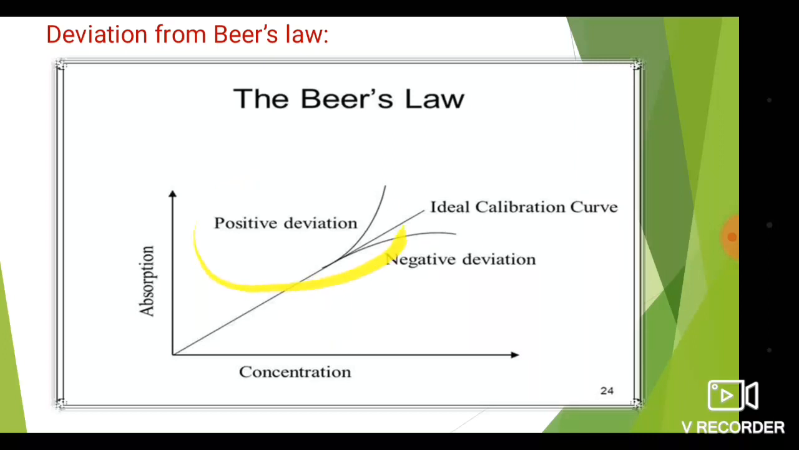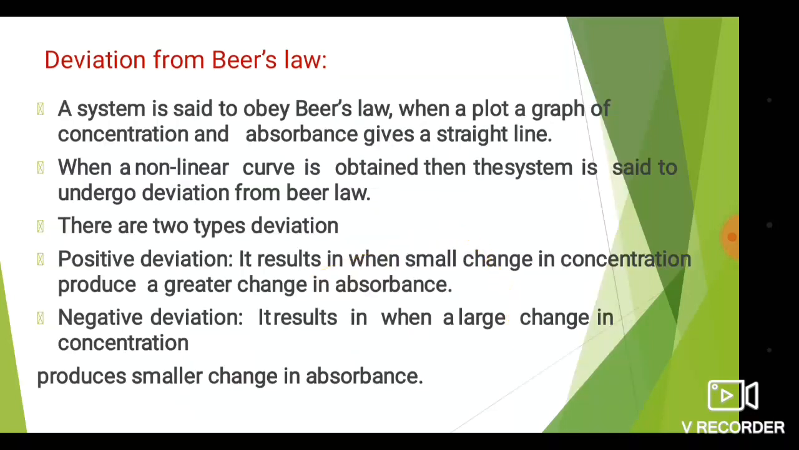See here the positive and negative deviation shown when we plot the graph of absorbance versus concentration. We get the ideal calibration curve if the solution obeys Beer's law, and if the solution does not obey Beer's law, we get such deviations: positive deviation and negative deviation. A system is said to obey Beer's law when a plot of concentration and absorbance gives a straight line.